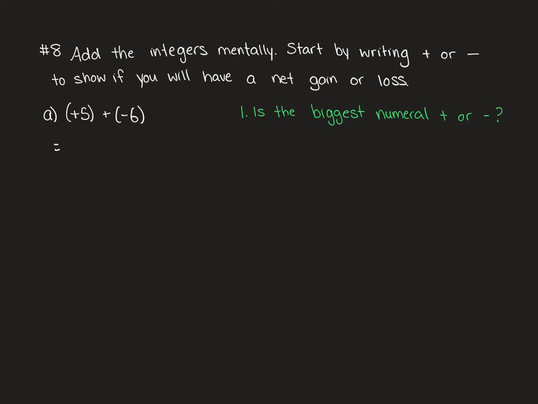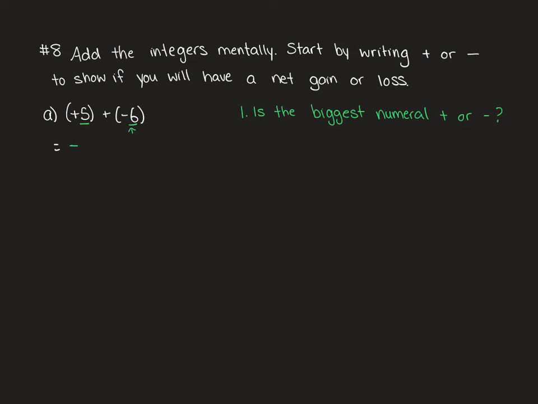So the first thing I would ask when trying to do this mentally, and they say to start by writing a plus or a negative, is to look and go, is the biggest numeral positive or negative? So we have a 5 and we have a 6. Now, if we ignore the pluses and minuses, 6 is a bigger number than 5. So this is my bigger numeral, and it is negative. Whichever numeral is bigger is what sign your answer will have. Okay, so if the negative is bigger, the negative will be in the answer. If the positive is bigger, the positive will be in the answer. This is only the case for adding, okay? Only the case for adding.